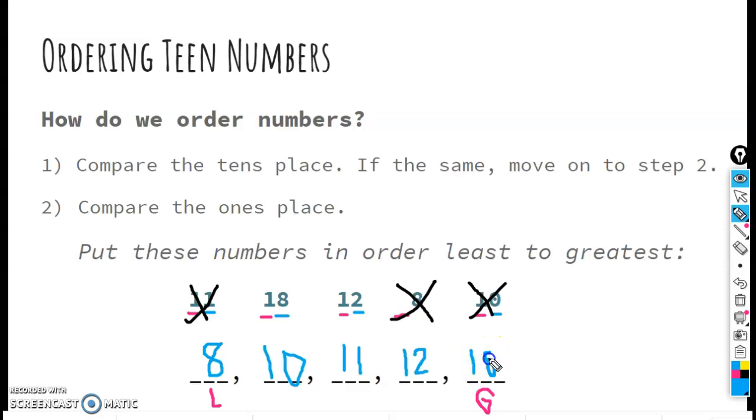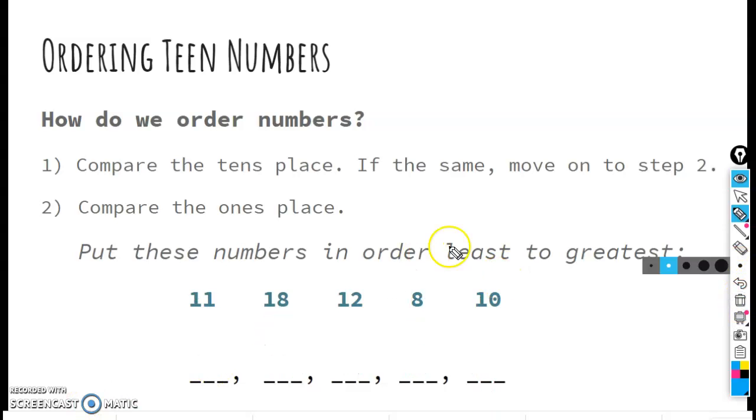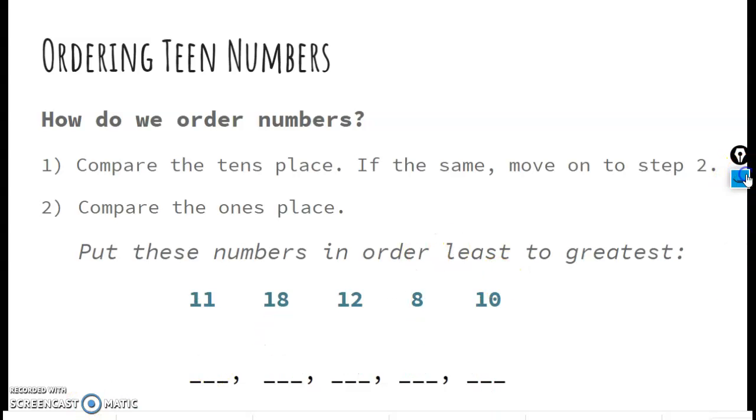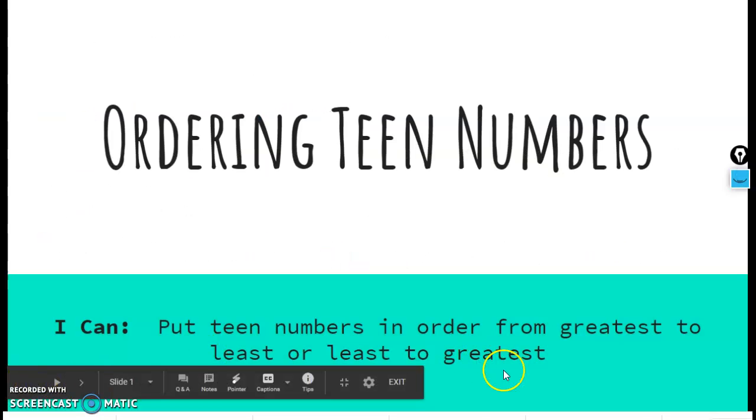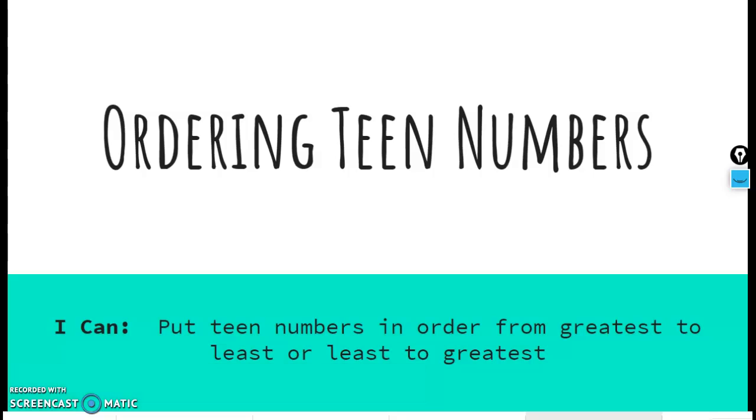Nice job. So you just put all these numbers in order from least to greatest with me. Sometimes you might be asked to put numbers in order from greatest to least. You would use the same steps, except you would just be asking yourself which ones are greater. And you would start with those. All right, so if we go back to our goal at the beginning, our I can statement was, I can put numbers in order from greatest to least or least to greatest.